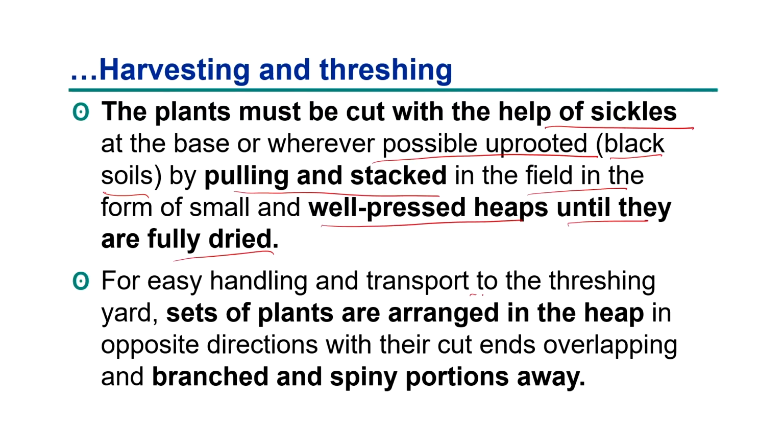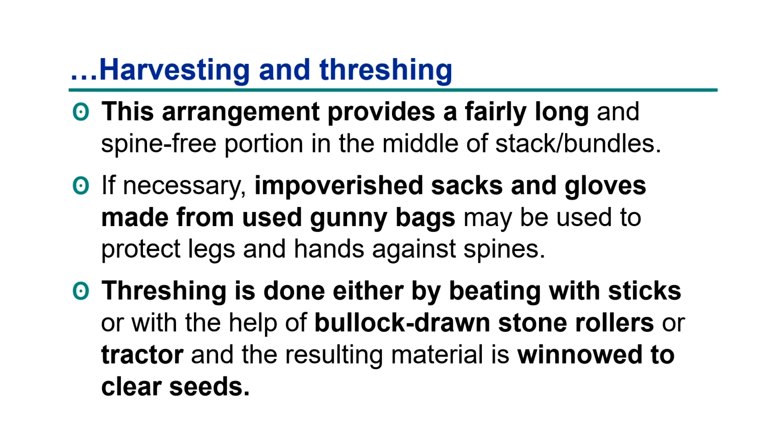For easy handling and transport to the threshing yard, sets of plants are arranged in the heap in opposite directions with their cut ends overlapping, and branched and spiny portions away. This arrangement provides a fairly long and spine-free portion in the middle of stacks or bundles. If necessary, improvised sacks and gloves made from used gunny bags may be used to protect legs and hands against spines. So sometimes these spines are there. There may be irritation on the skin. Therefore, workers who are handling this crop should get some safety gear.